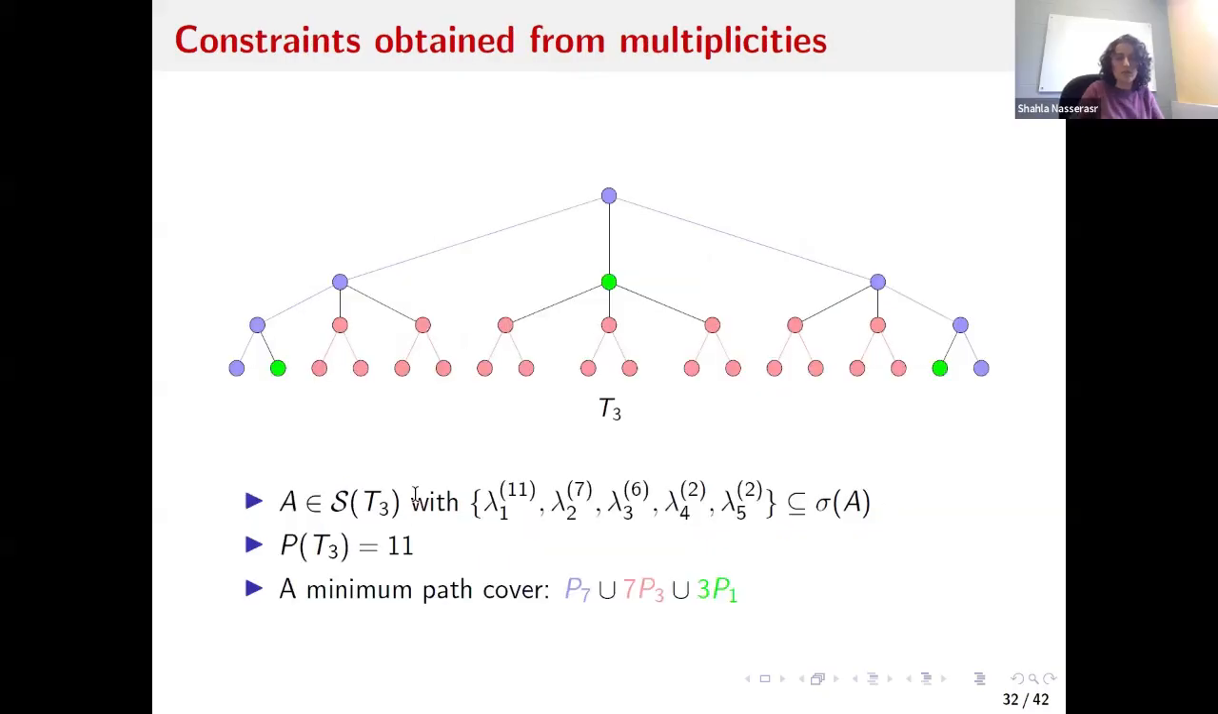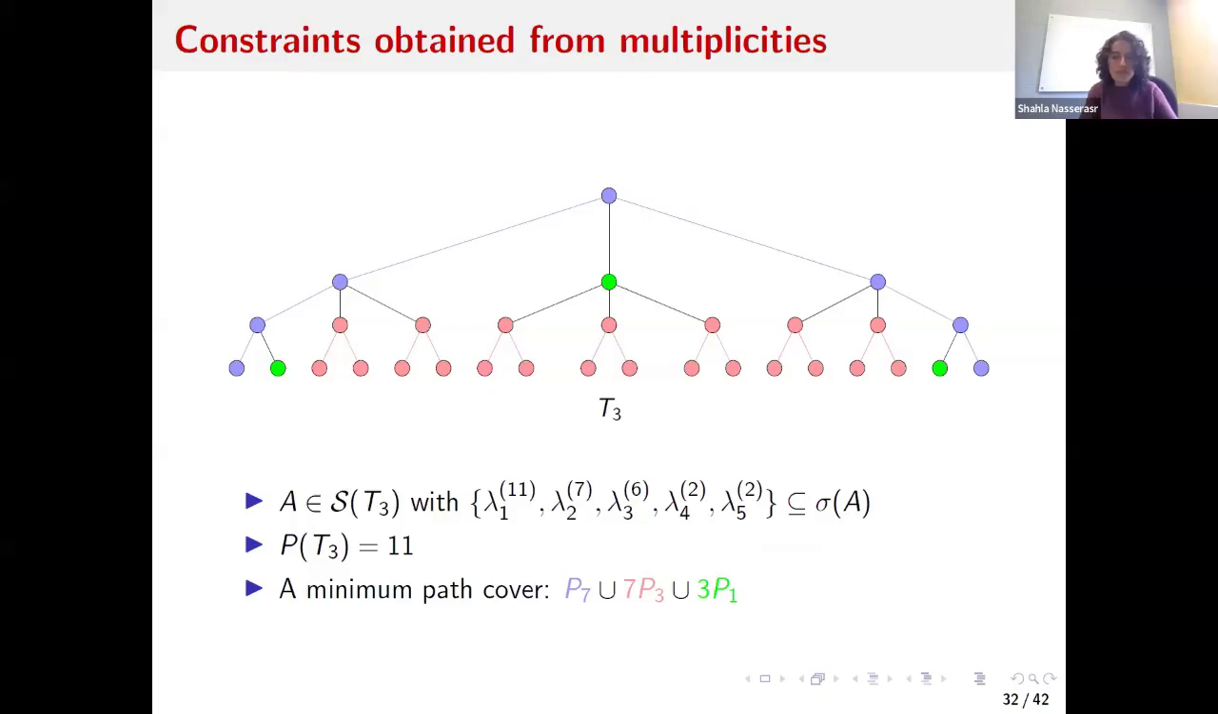So going back to that example, here we are considering that we have 5 eigenvalues, not all of them, only 5 of them, with the given multiplicities 11, 7, 6, 2, 2. And by having this, I'll show you that everything is extremely restricted here, basically. So let's see how that works. First of all, the path cover number of this graph is 11. And I think the colors that I have are exactly 11 paths: P7, 7 P3s, and 3 P1s.